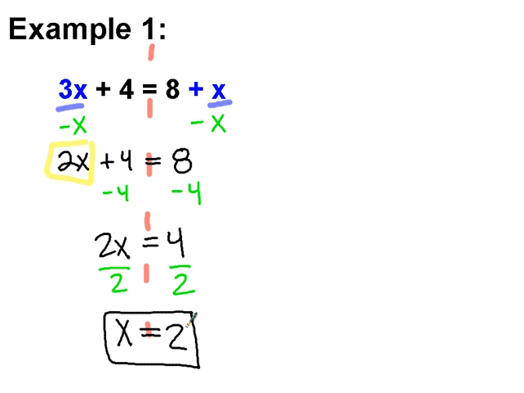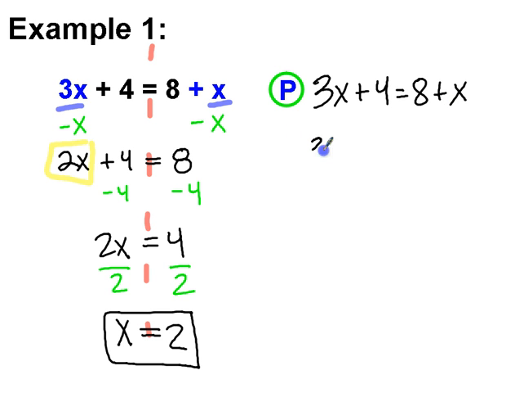Now, once I have my solution, just like we've always been doing, I want to make sure I take a moment and prove that I'm right. So we write down our original equation, 3x plus 4 equals 8 plus x. Now, the really unique thing about these problems is since there's a variable on both sides of the equation, it's really important that we focus on making sure we substitute in both places. So we're going to replace this x, and we're going to replace this x.